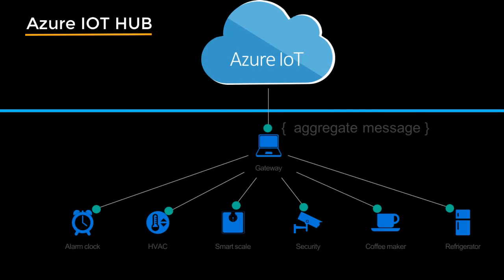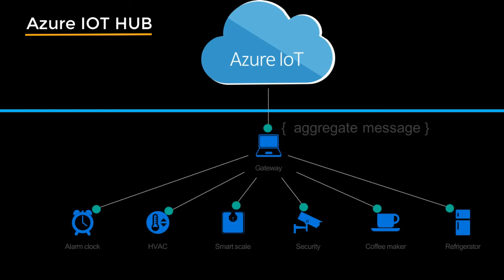Now, this acts as a central message hub for bidirectional communication between your IoT application and the devices it manages. You can use Azure IoT Hub to build IoT solutions with reliable and secure communication between millions of IoT devices. You can connect virtually any device to your IoT Hub. IoT Hub supports communication from the device to the cloud and from the cloud to the device. That means it will support multiple message patterns, file uploads, and request-reply methods to control your devices.